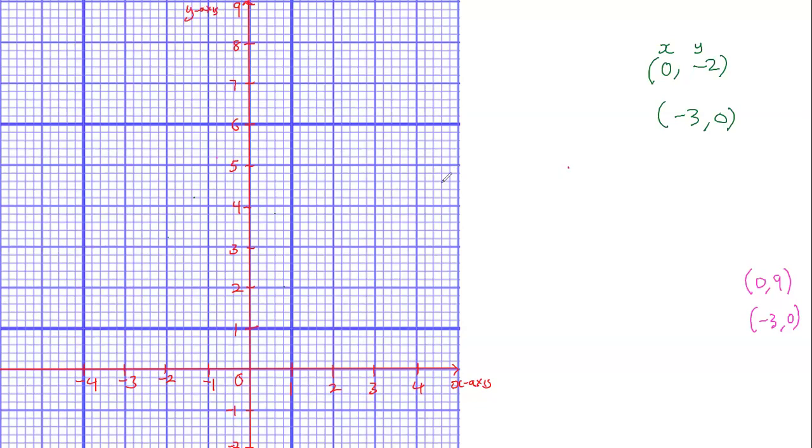Now, after that, I start doing the plotting. The first point I have is 0, negative 2. So I'll get my pencil or ruler and those equipments, 0 and negative 2. So 0 and negative 2 is a point down here. Plot yours. Negative 3, 0. Negative 3, 0 is a point here. Now, after plotting those points, I'll get my ruler. Now, I'll have my line go like this.